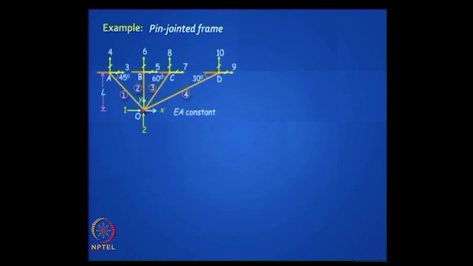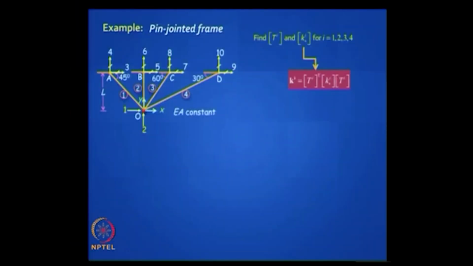Then let us go back, let us take another example. Let us take this frame which we looked at yesterday. How do you go about doing it? First you find Ti and Ki star, we have done this. What is the next step? Finding Ki by doing this transformation, which in MATLAB you can do effortlessly for each element. Then what is the next one? No, this is at the element level.